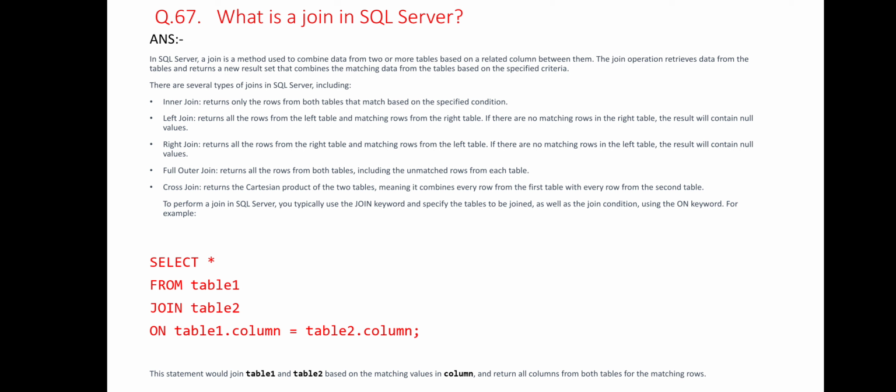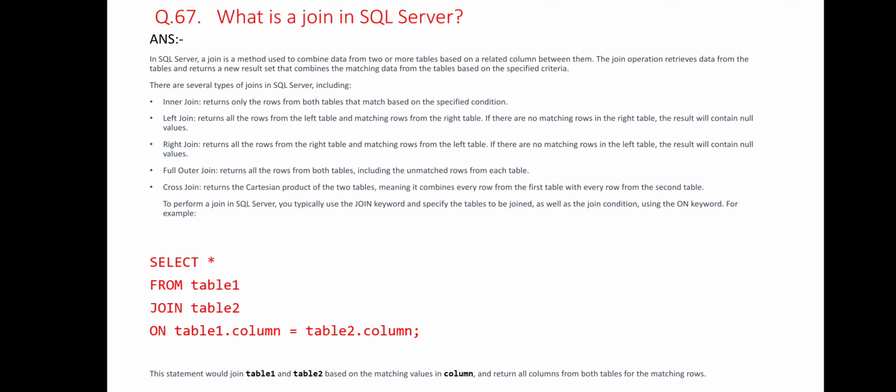There are several types of joins in SQL Server, including: 1. Inner join returns only the rows from both the tables that match based on the specified condition. Left join returns all the rows from the left table and matching rows from the right table. If there are no matching rows in the right table, the result will contain null values. Right join returns all the rows from the right table and matching rows from the left table. If there are no matching rows in the left table, the result will contain null values.